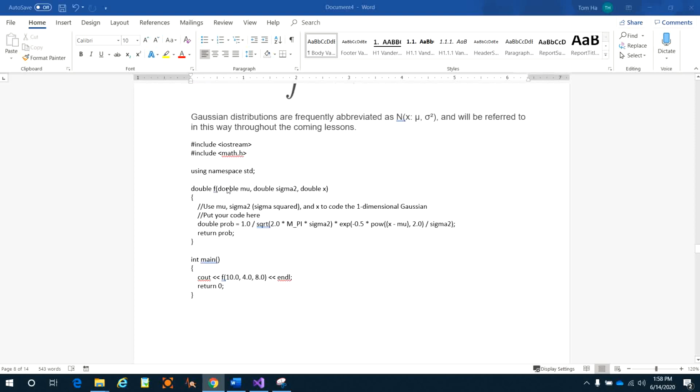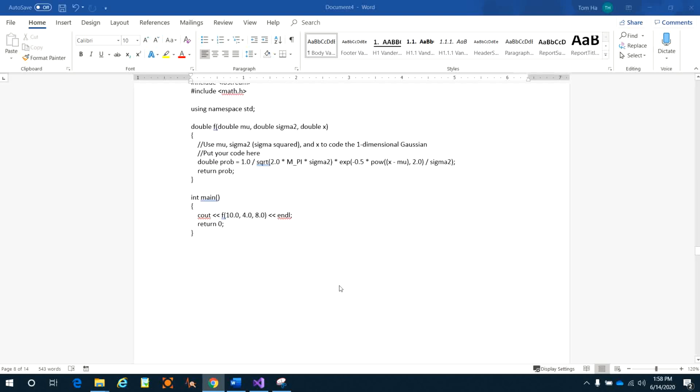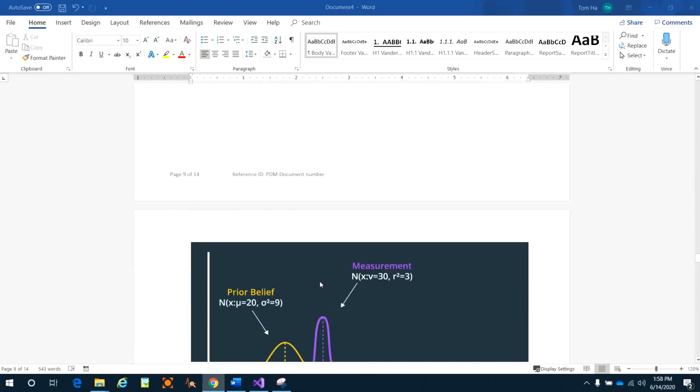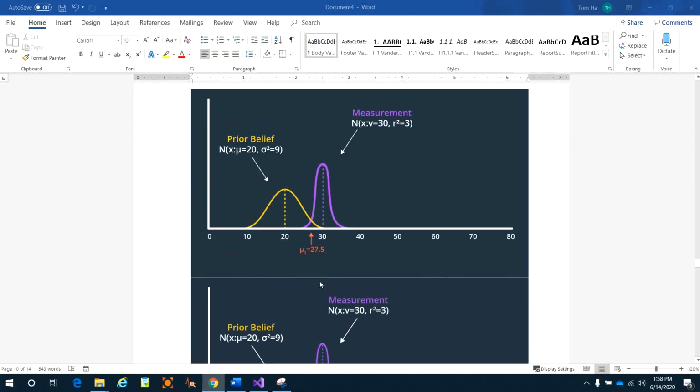Right here you write the function with mu, sigma, and x. This is really basic, so I go really fast through this one. It's easy to calculate. Okay, let's come back to the Kalman filter. There are two steps: a measurement update and a state prediction. So we talk about the measurement update first.